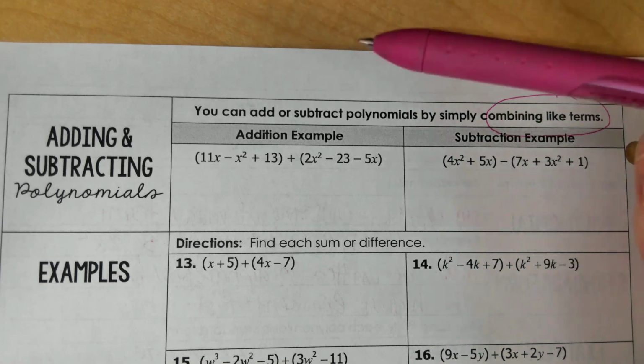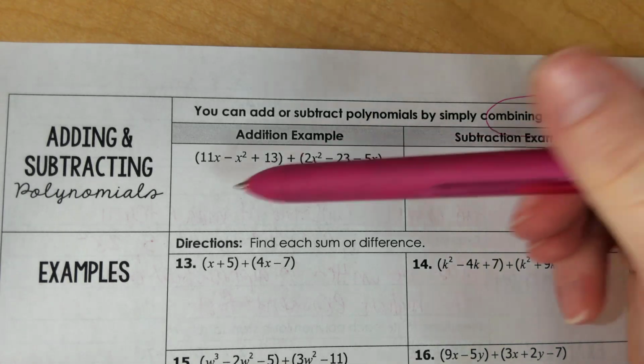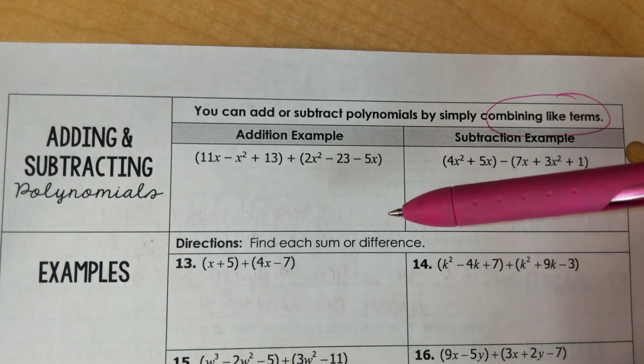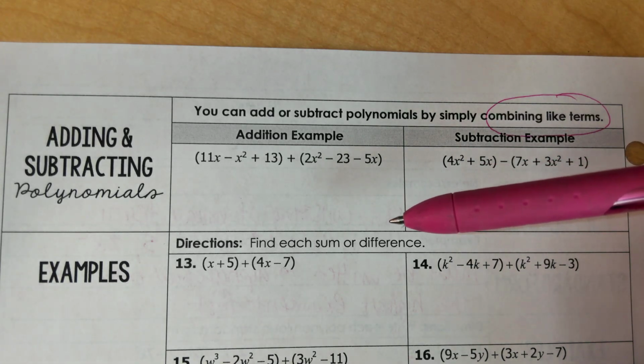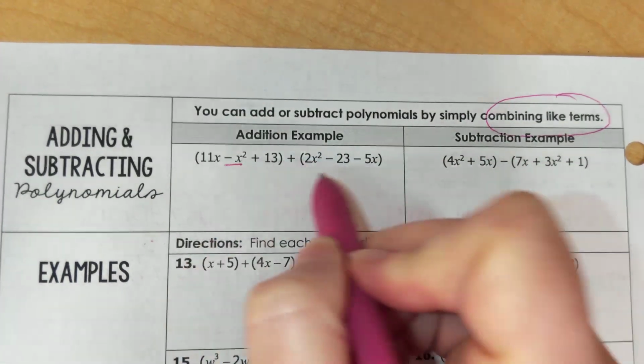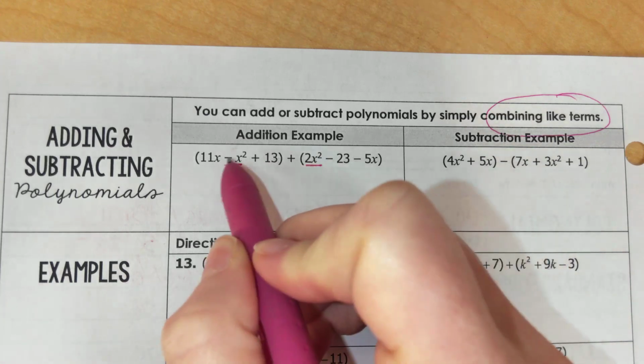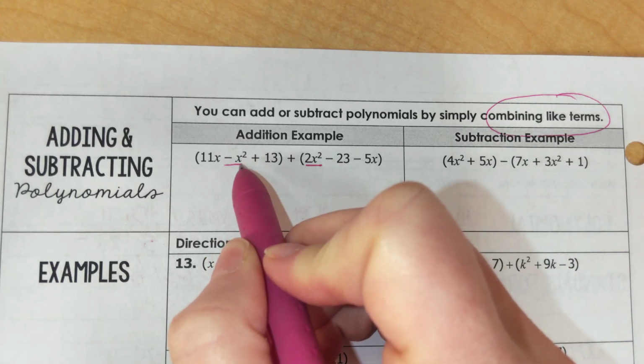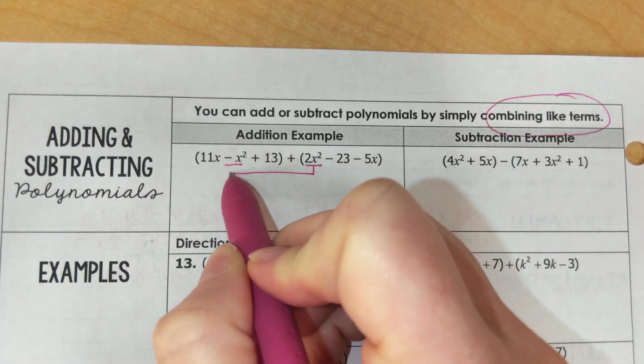That means that the variables and the exponents have to match in order for us to combine them, and we're only combining the coefficient. So it's very important that you remember that. We don't change anything with the exponents or the variables, we're only changing the coefficient, okay? So when we look at addition here, I'm going to be adding this x squared and this x squared because they both have the same variable and exponent. And then all we're doing is combining the coefficient.